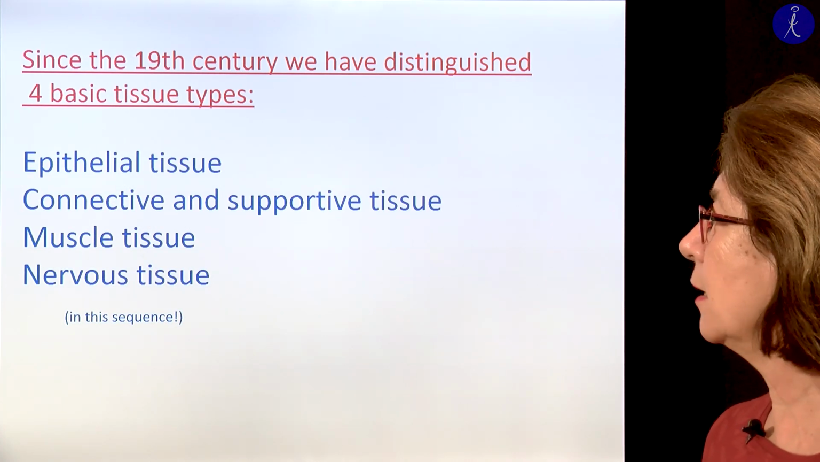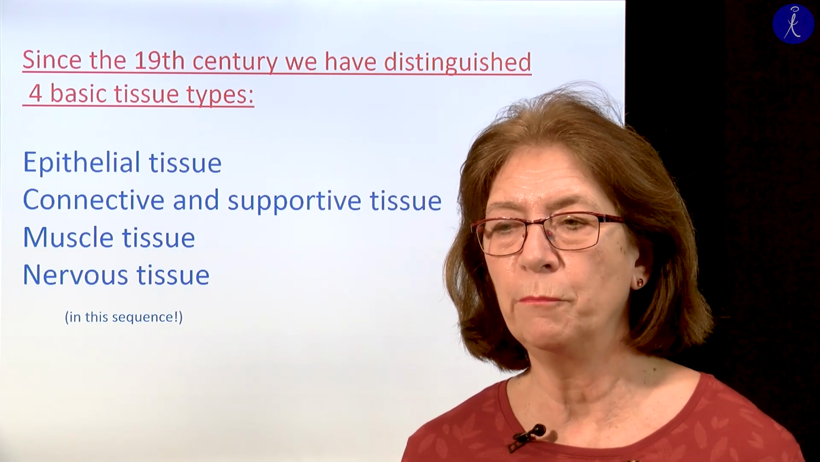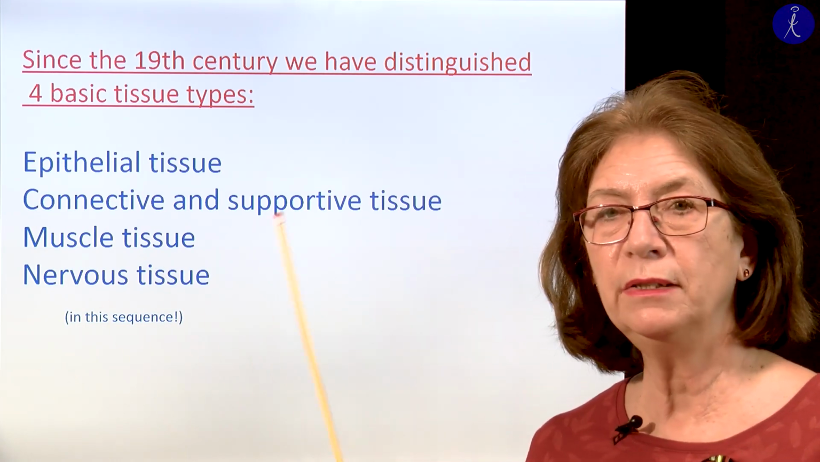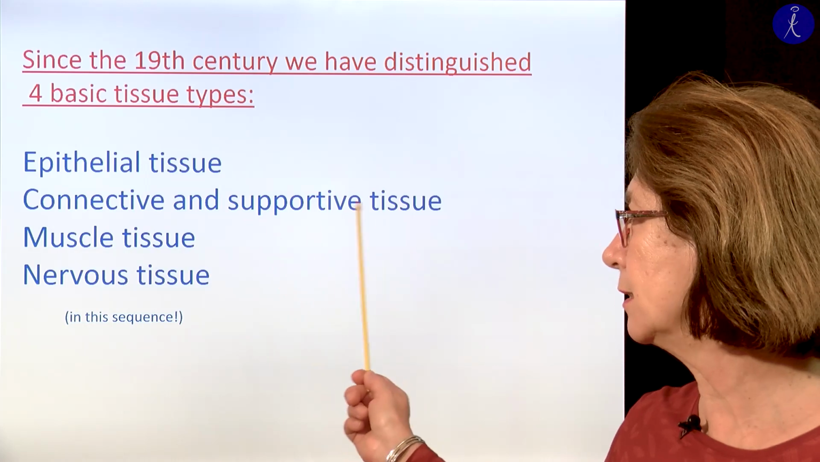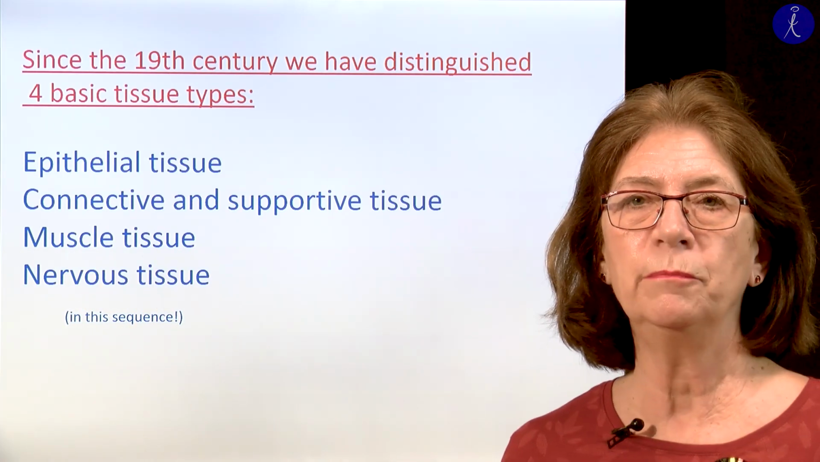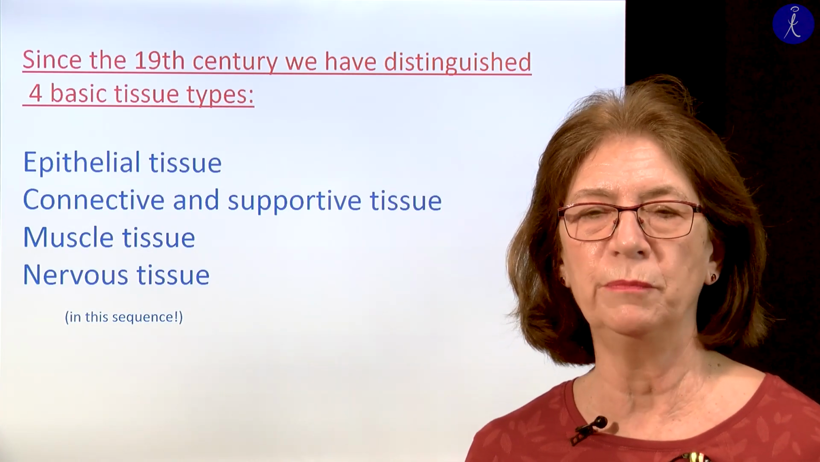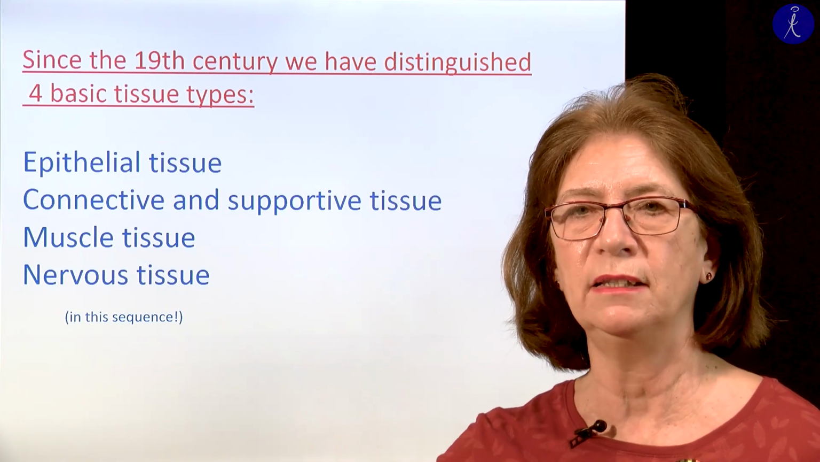Okay, so ever since the 19th century we have distinguished these 4 basic tissue types: epithelial tissue, connective and supportive tissue, muscle tissue, and nervous tissue. And please learn them in this sequence. The sequence is important because they follow each other always in this sequence.